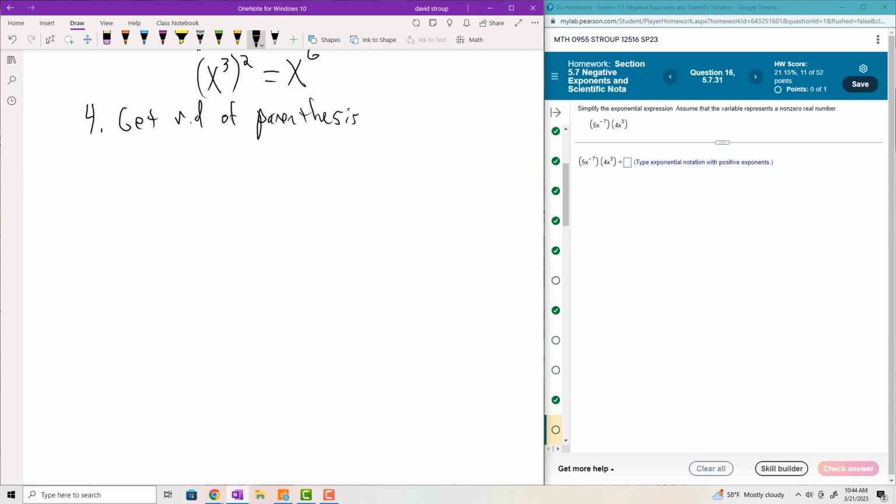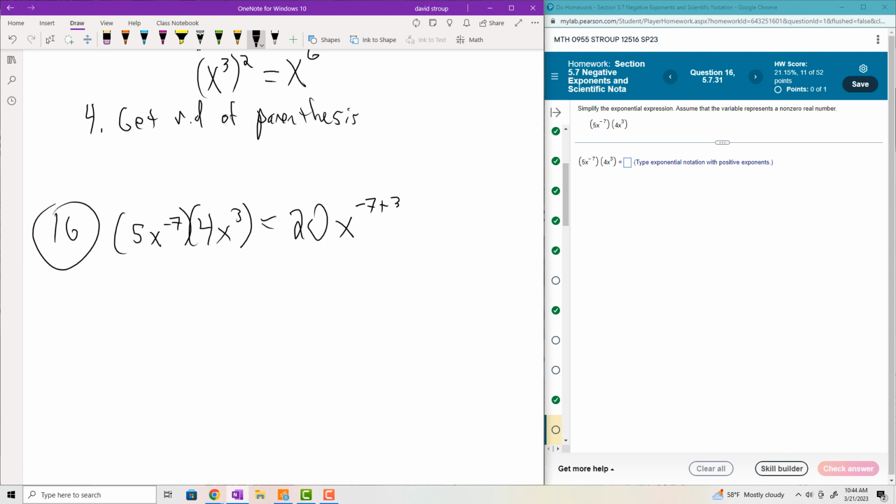Okay, so let's look at 16. We have a multiplication, 5x to the negative 7 times 4x cubed. So I'm going to multiply the constants, 5 times 4 is 20, and they have x to the negative 7 plus 3. So I'll have 20x to the negative 4, and then you have to simplify this negative 4 part. So you can think of it as 20x to the negative 4 over 1, and then just move the x to the negative 4 down. So you get 20 all over x to the positive 4.